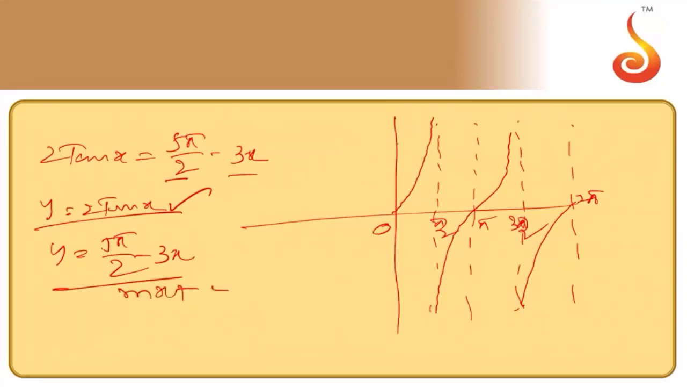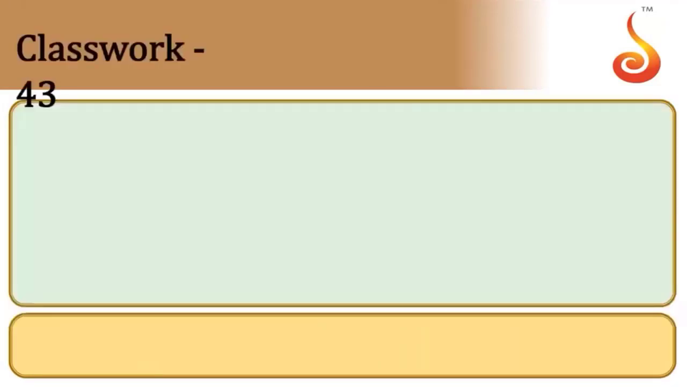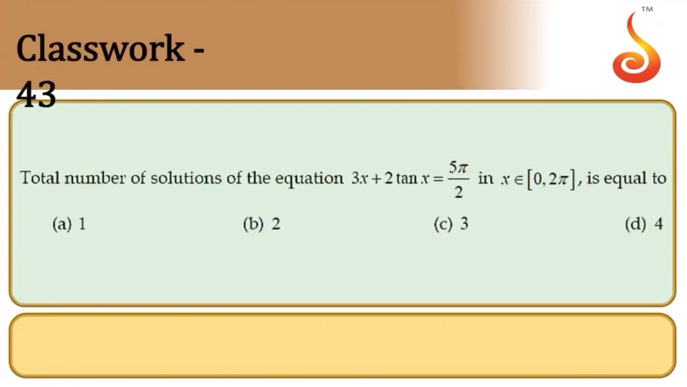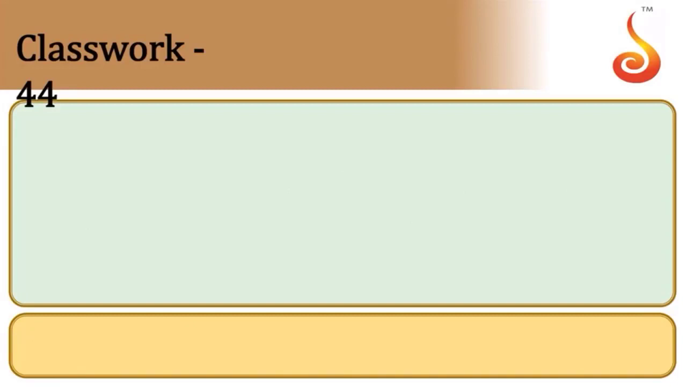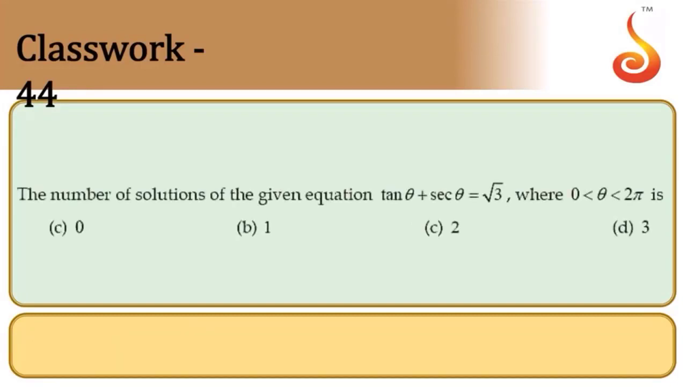Roughly, y equals 5 pi by 2 minus 3x is nothing but the y equals mx plus c model, where the y intercept is c, and the minus 3x means it will be a decreasing function. So it looks like this one. In the interval starting from here to this one, this straight line is cutting the graph at 3 points. So the number of points of intersection is 3. So the solution for this problem is 3. That's the answer.